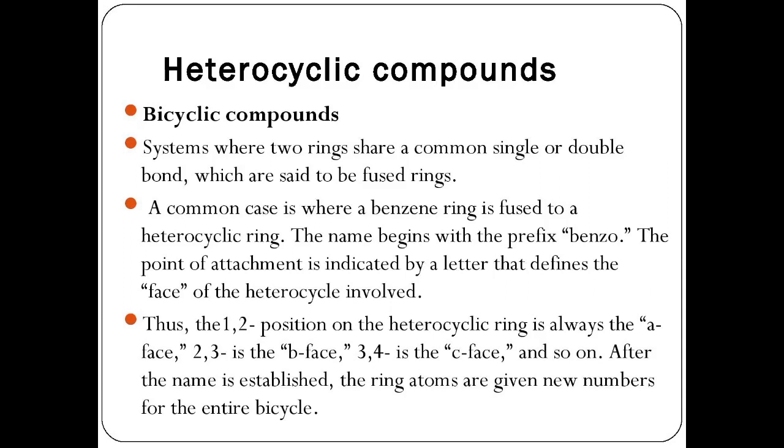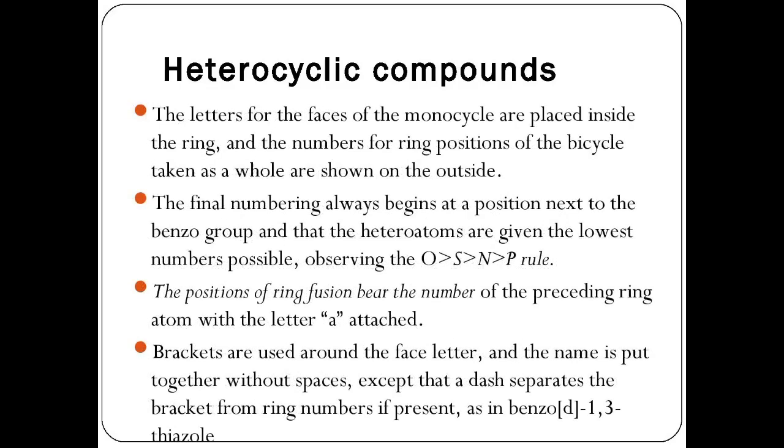In quinoline, the benzene ring was attached at the 2-3 position of the pyridine ring. So that's why we used the letter b, because it stands for attachment at the second and third position. Next, 3-4 is the face c, and so on. After the name is established, the ring atoms are given new numbers for the entire bicycle. The letters for the faces of the monocycle are placed inside the ring, and the numbers for ring positions of the bicycle taken as a whole are shown on the outside.